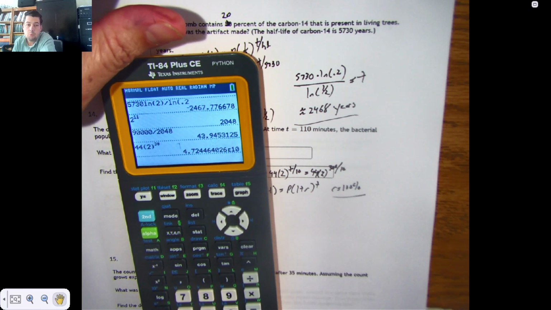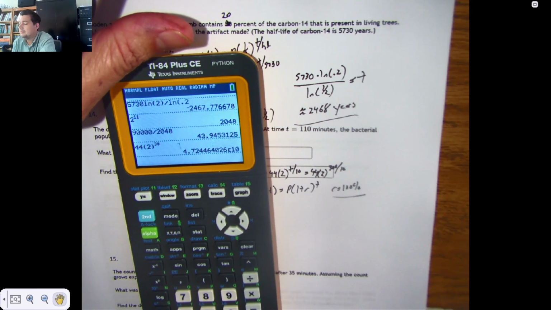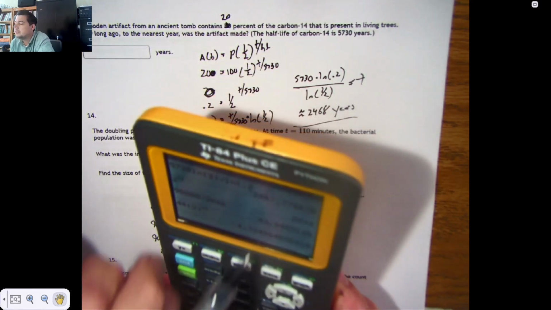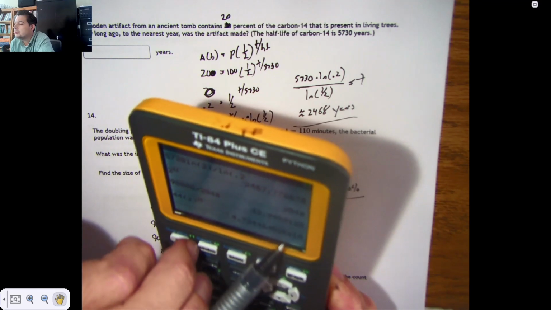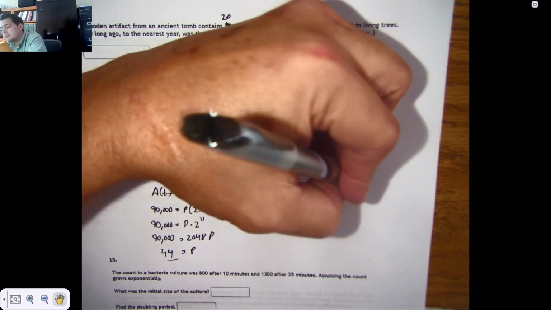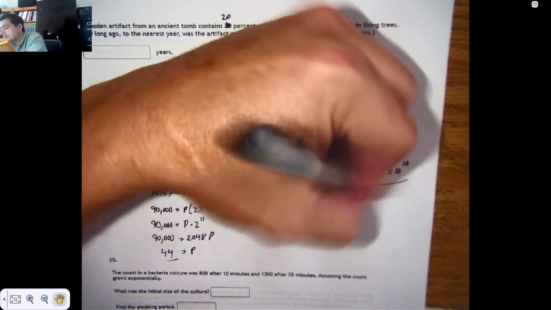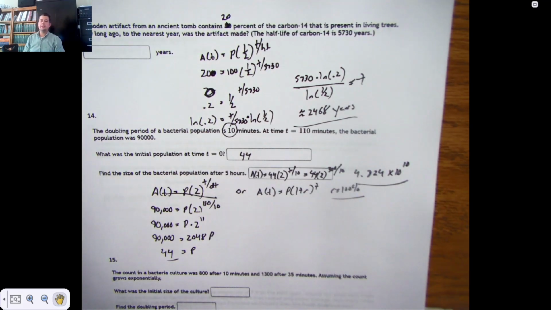Bunch of them. Wow. That's a lot. 4.724 times 10 to the 10th. I don't even think there's enough decimal places here. I can only move 9. Bunch of them. So 4.724 times 10 to the 10th power. Crazy, huh? Whole bunch of them.